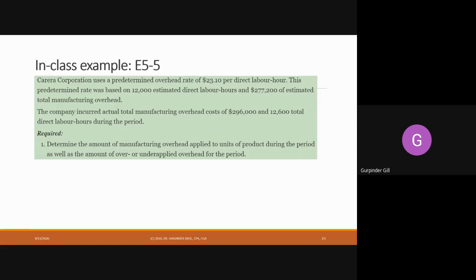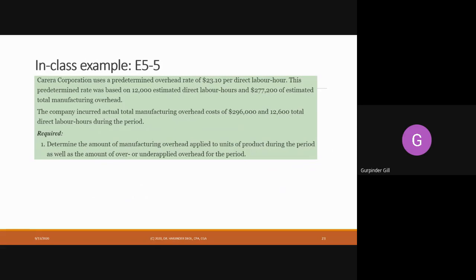Another example, E5-5. So we are determining the amount of manufacturing overhead applied to units of product during the period, as well as the amount of over or under applied overhead for the period. Carrera Corporation uses a predetermined overhead rate of $23.10 per direct labor hour. In this case, we don't have to calculate the predetermined manufacturing overhead rate because it's already stated. The company is also using direct labor hours as their allocation basis.